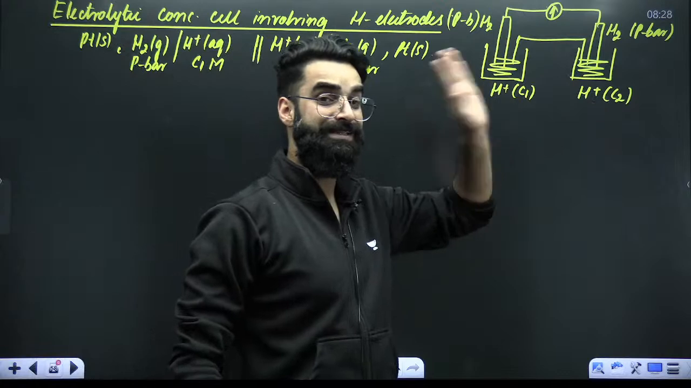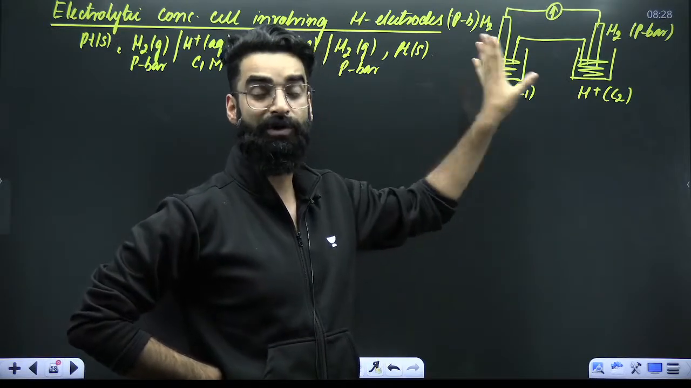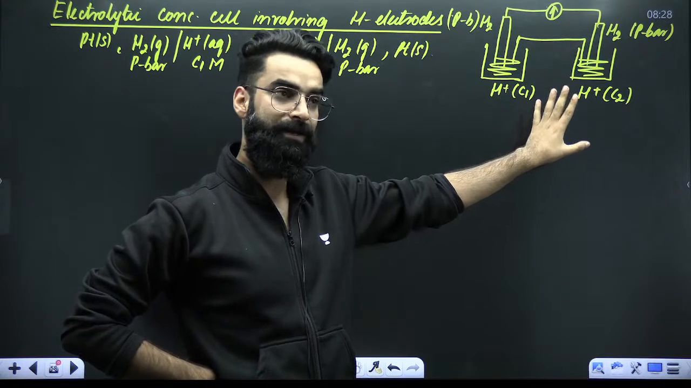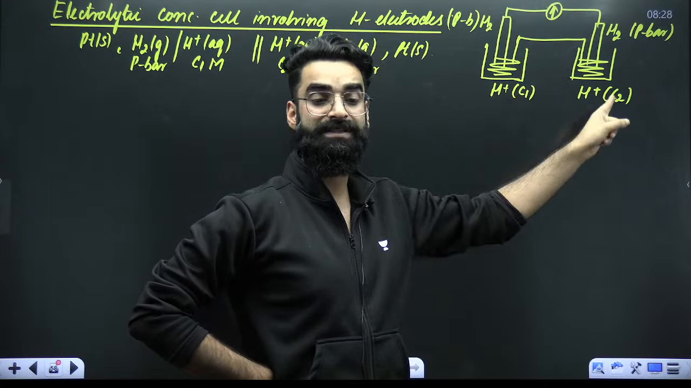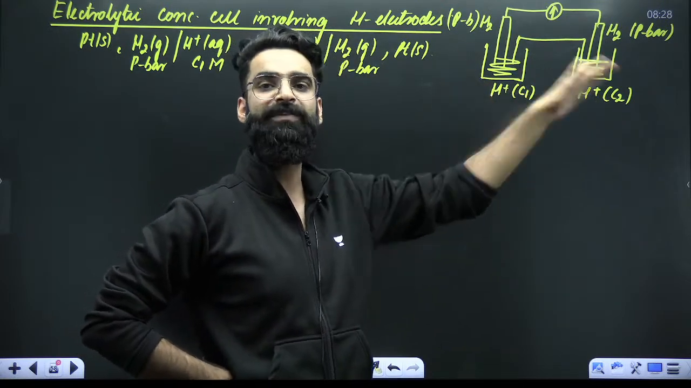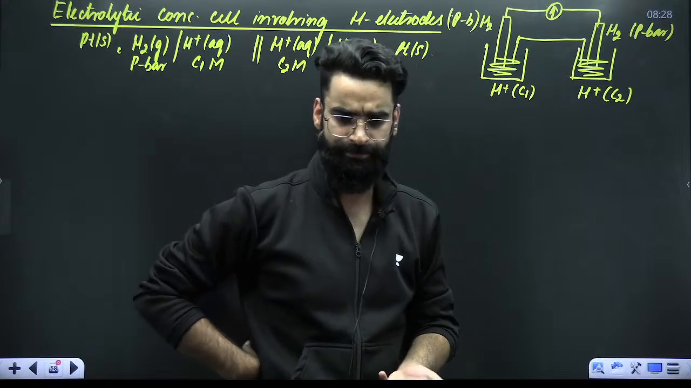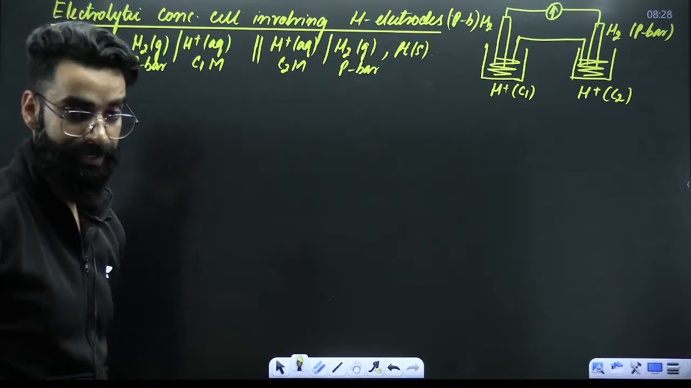In this particular complete cell, tell me one thing, whether the electrodes are same or different. Electrodes are same, so it's a concentration cell, right? Now, is the concentration of electrolytes same or different? Concentration of electrolytes is different. So it is an electrolytic concentration cell involving which electrodes? Involving hydrogen electrodes, right? That's the topic which you wrote: electrolytic concentration cell involving hydrogen electrodes.